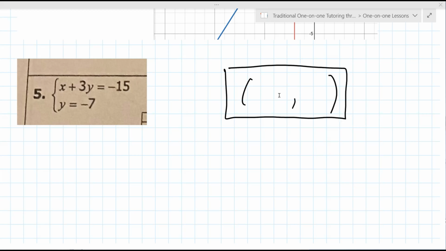Y equals minus 7. Okay, I don't know why it's not working. Oh, wait, it is. Okay, the meeting point is -36 and -7. Nope. Okay, so let me reload Desmos, and we'll just do this together.